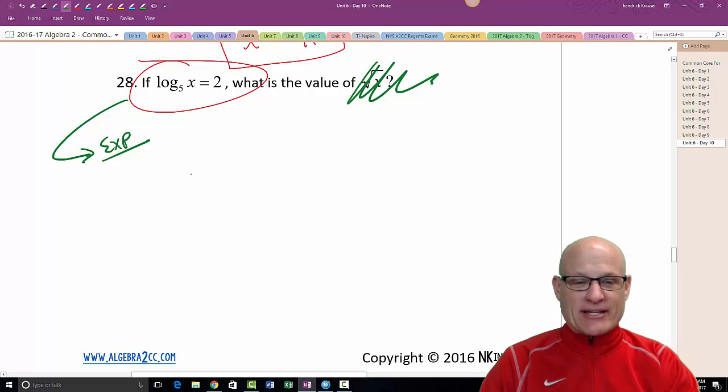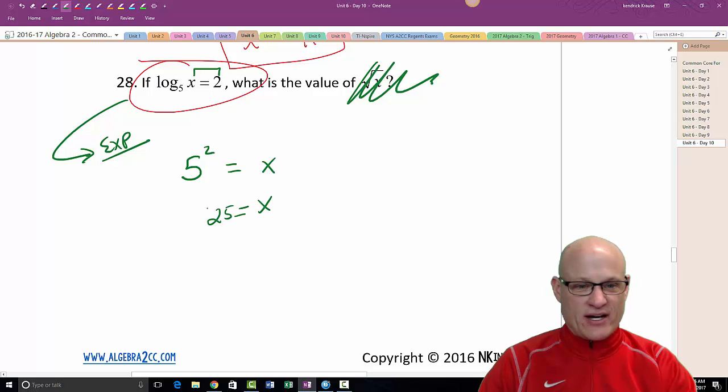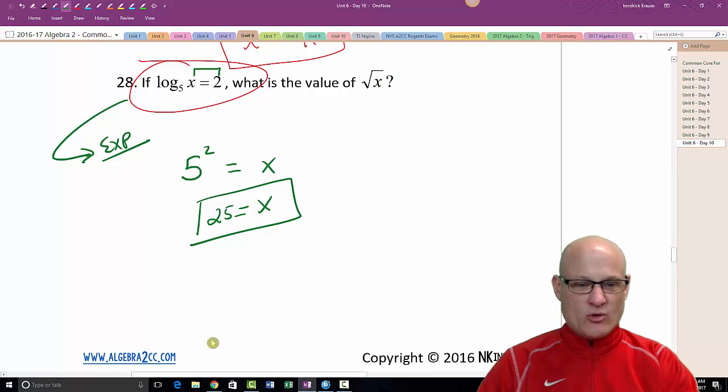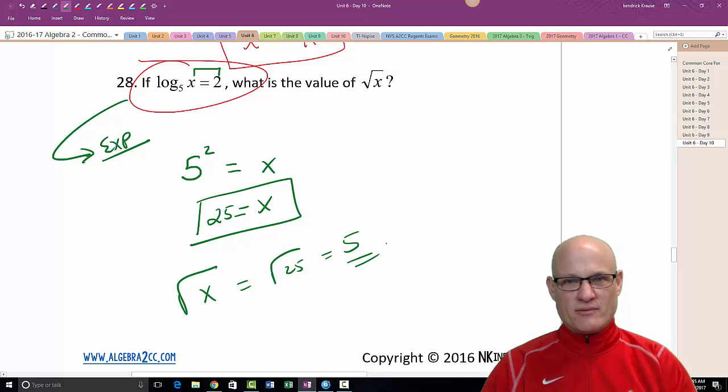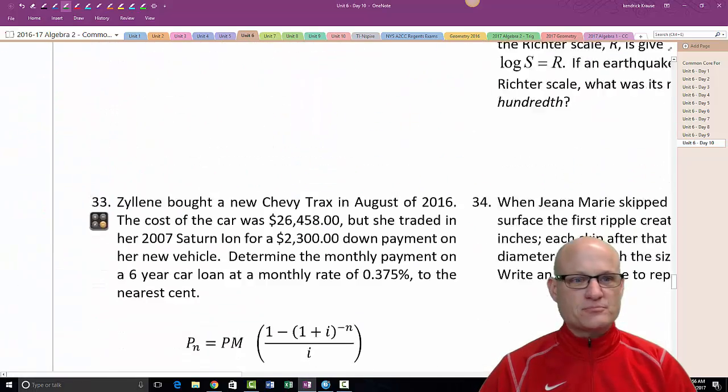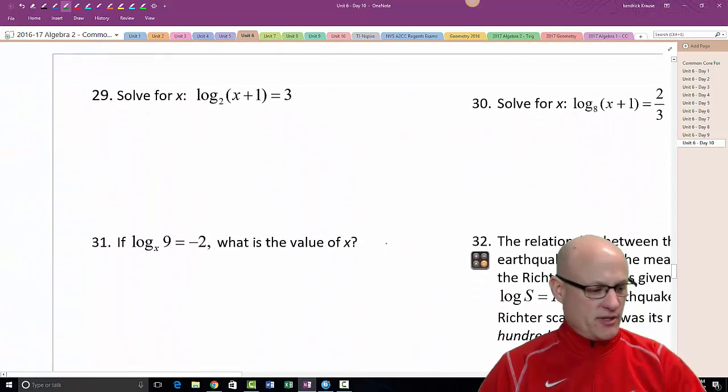All right, here we go. It's all about that base. So the base is 5, and then these two things switch. 5 squared is equal to x, so x is equal to 25. So, wait, let's go back. What's the question? What is the square root of x? So wouldn't that just be the square root of 25, which would just be 5? Oh my god, it was that easy.